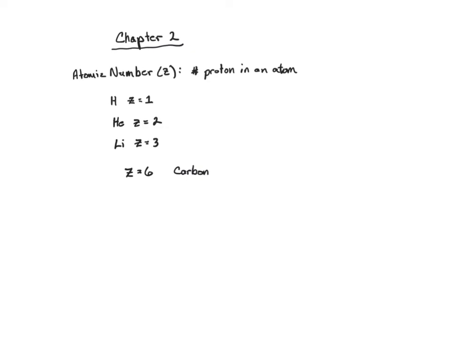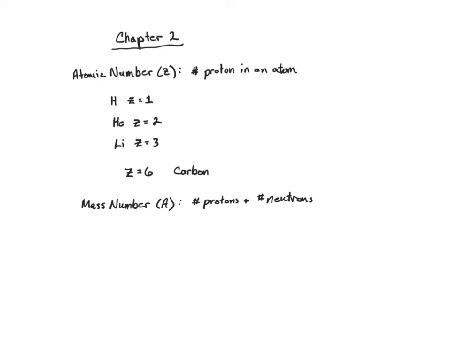Another important property of an atom is what's called its mass number. The mass number is typically abbreviated as the letter A, and it is equal to the number of protons plus the number of neutrons in an atom. Which means that if we know both the mass number and the atomic number for an atom, we can figure out both the number of protons and the number of neutrons.